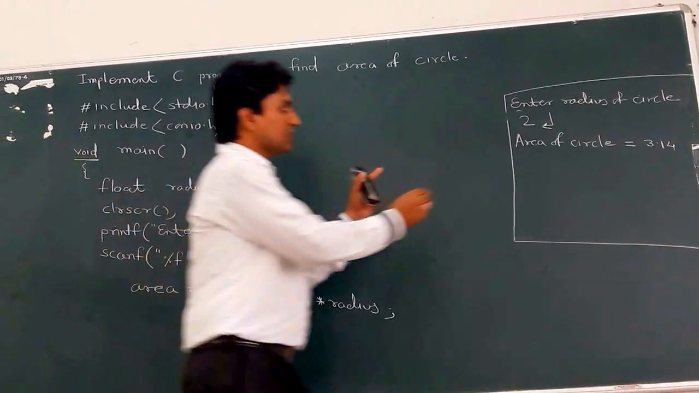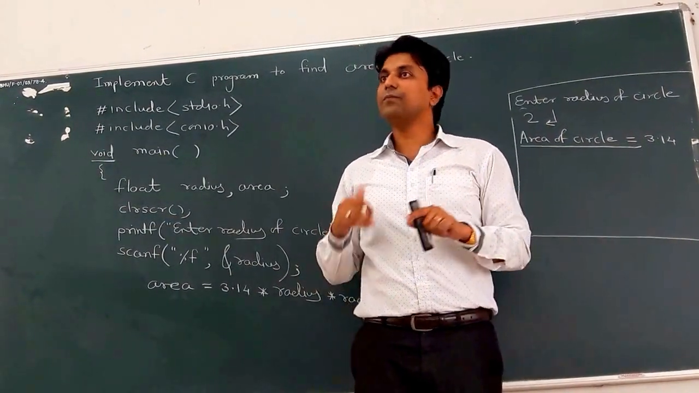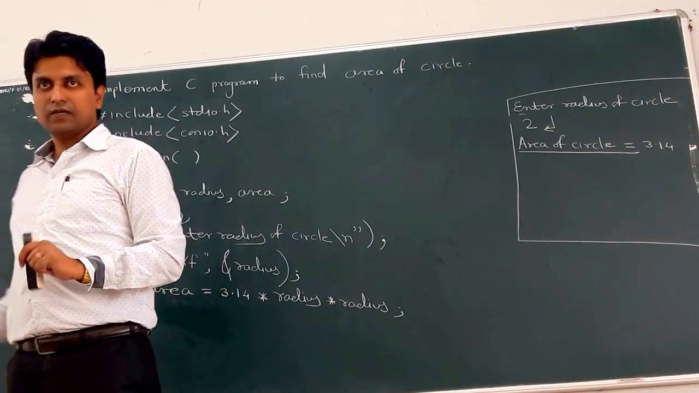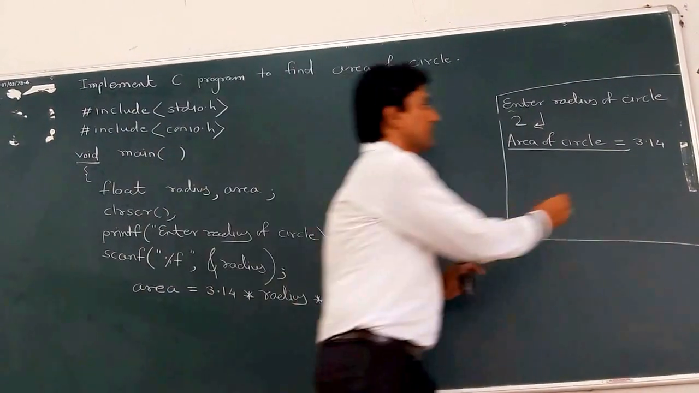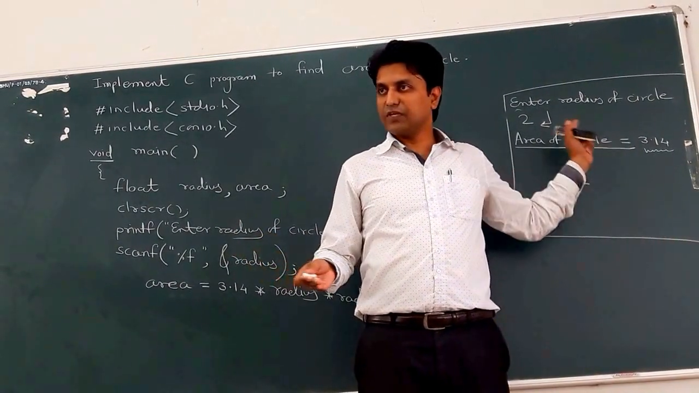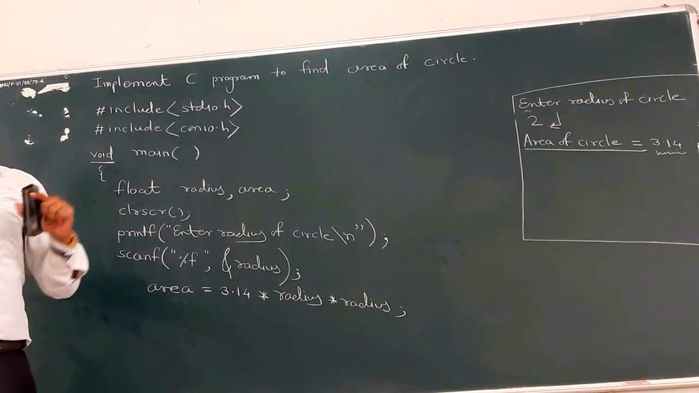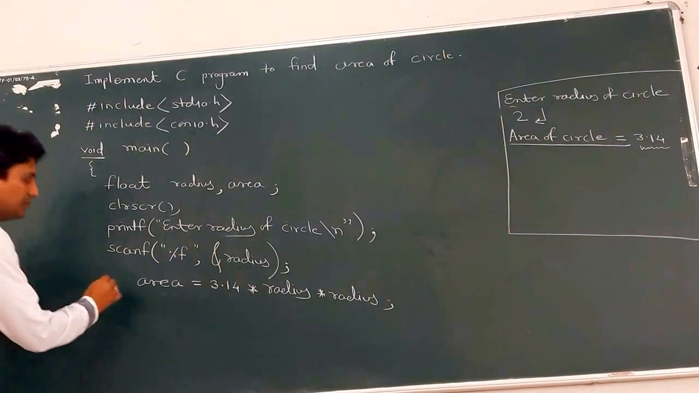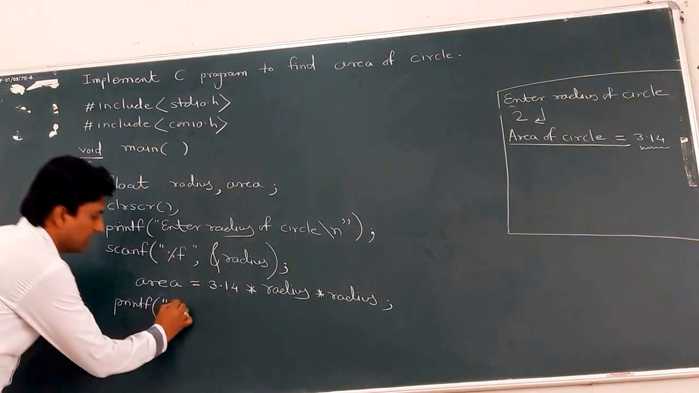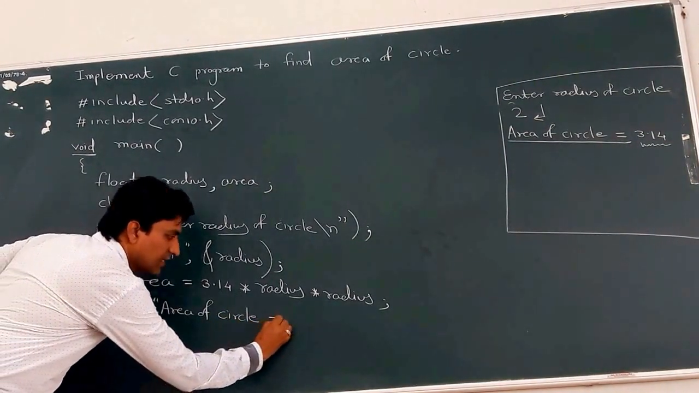Now we want to print the area of the circle. For that, this part, "Area of circle", is constant. For printing text data, the available function is printf. Some part is variable. Which part is variable? The area of circle value, which varies as per your radius. That varying part is denoted by a formatting type. So printf, first double quotes, whatever the constant part is, that is "Area of circle is equal to".